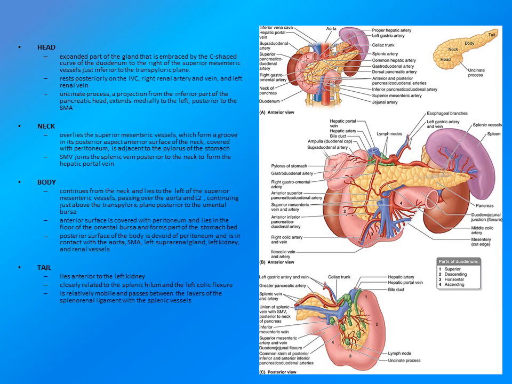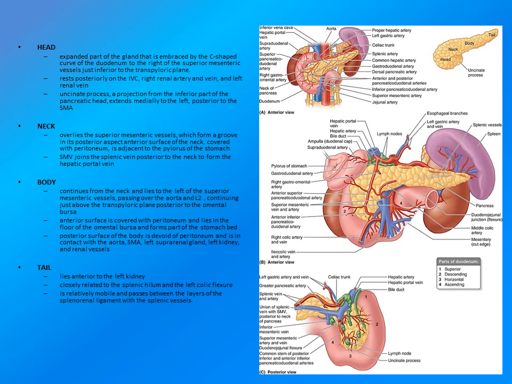Then it has a neck. The neck overlies the superior mesenteric vessels, which form a groove on its posterior surface. Here, the superior mesenteric vein joins with the splenic vein posterior to the neck to form the hepatic portal vein. And we have the body, which continues from the neck, and it lies to the left of the superior mesenteric vessels, passing over the aorta, as well as L2, and it continues to just above the transpyloric plane, posterior to the omental bursa, and it ends just before it gets to the spleen, where the pancreas then becomes the tail, and it lies anterior to the left kidney in close relationship with the splenic hilum.